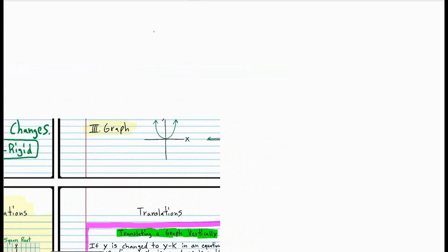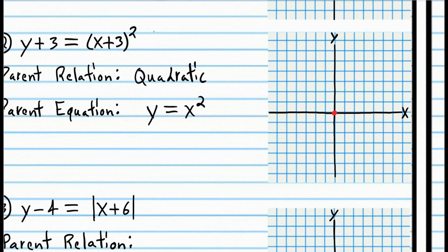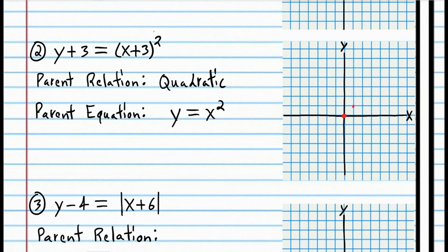Now, again, you don't have to graph the parent graph. I'm just doing this to show you the basic idea. So 0, 0, and we have 1, 1, negative 1, 1. We have 2, 4, and negative 2, 4. You can use symmetry, and then you just connect the dots. Now, that's the parent graph. You don't have to graph the parent graph. I'm just showing you the basic idea.